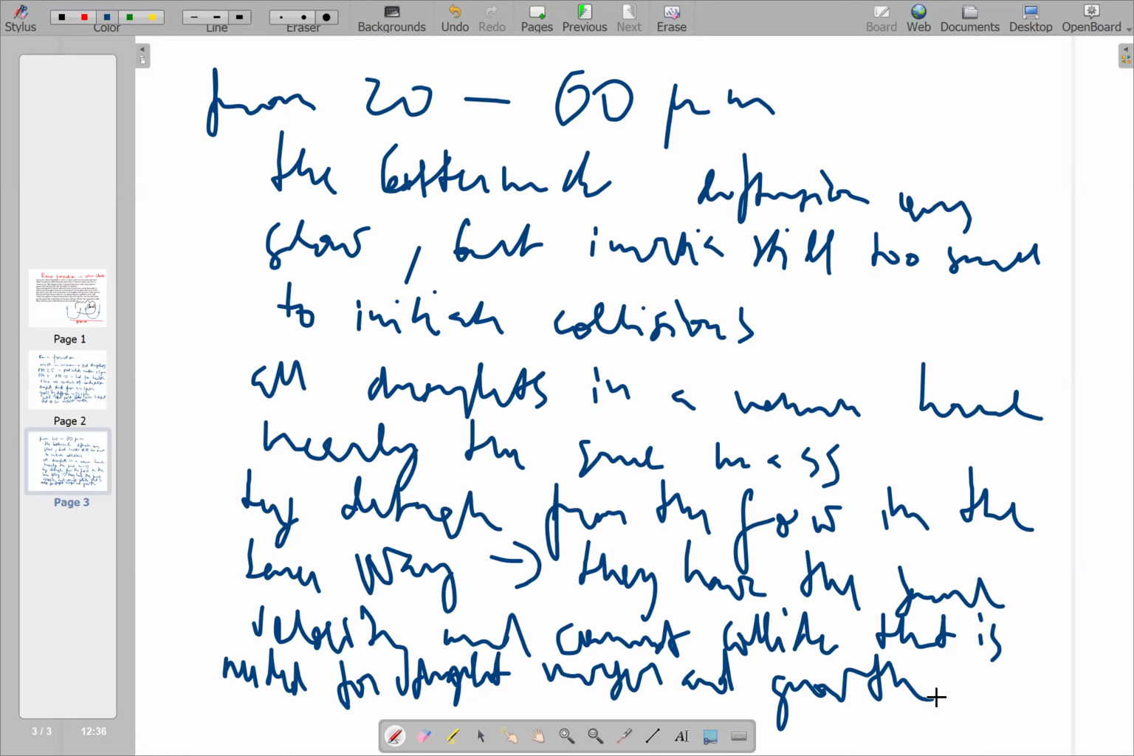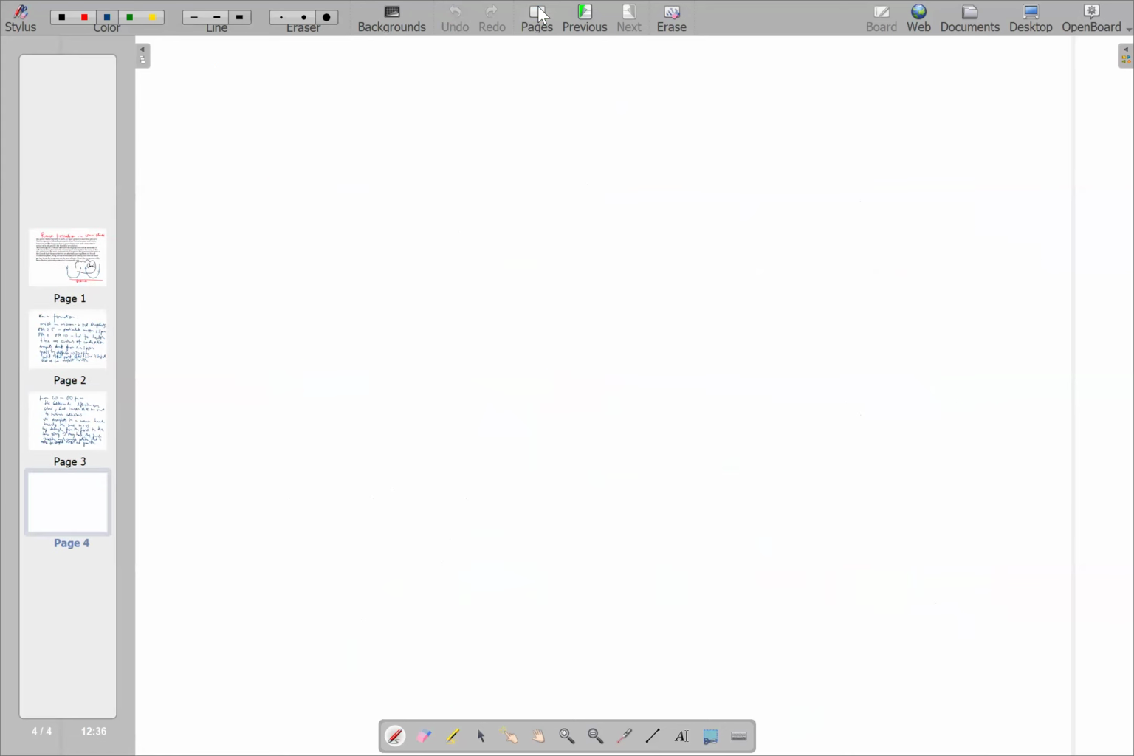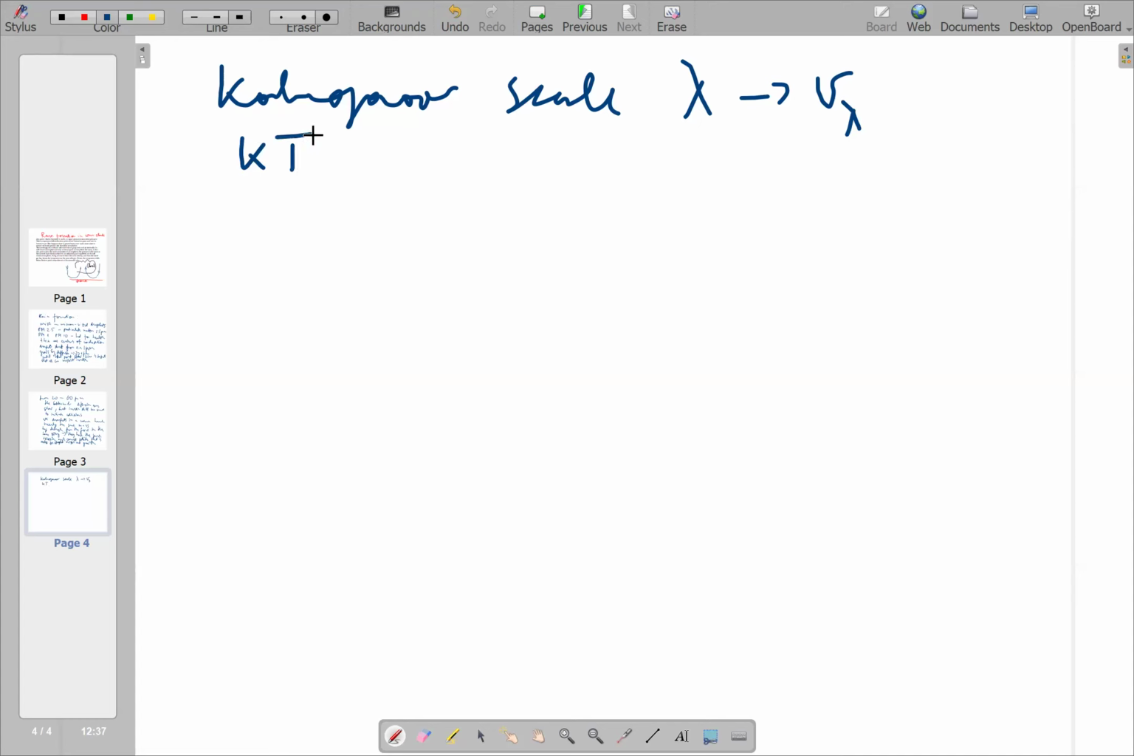Kolmogorov scale lambda, and then velocity at lambda. Now actually, Kolmogorov turbulence means that velocity at scale A is proportional to A to the power of 1/3.